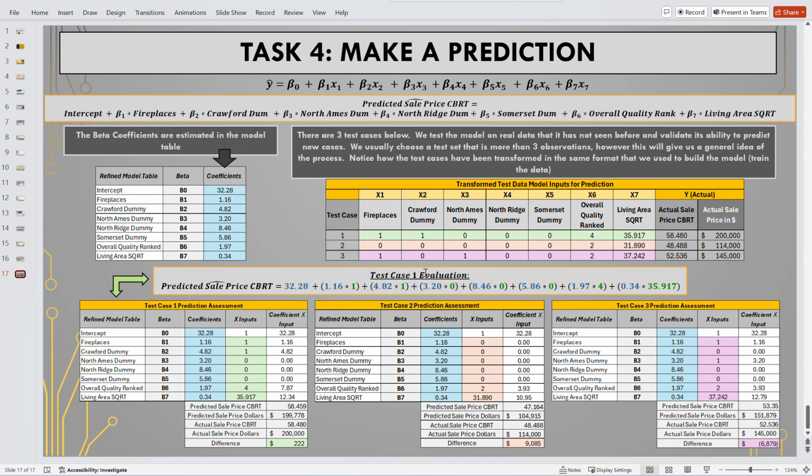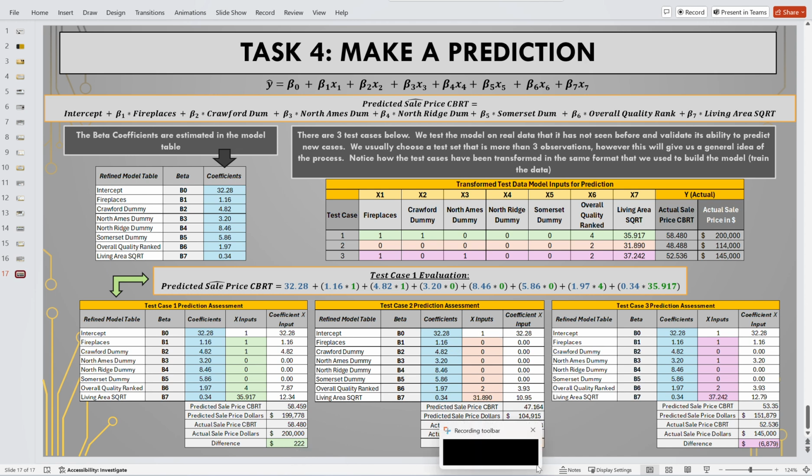So this is just an example of what it would look like to do it by hand for test case 1, this very first one here. But we're actually going to use Excel to do the math for us. It'll just make our lives a little bit easier. You can see here are the 3 prediction test cases. With this first prediction case, we were able to predict it within $222.